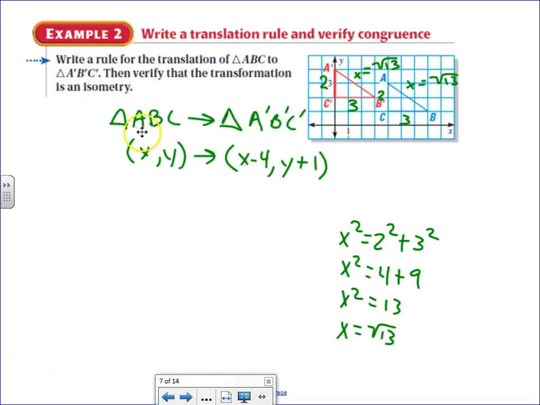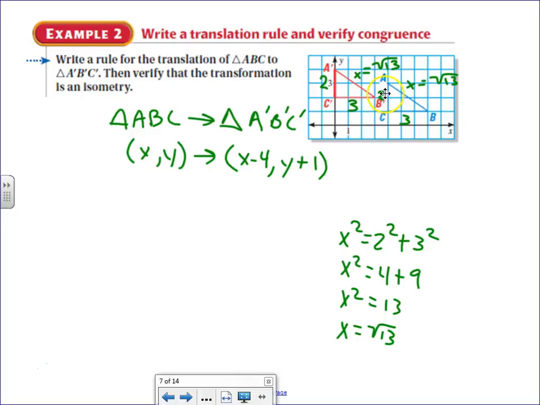Okay, notice triangle ABC. The image is triangle A prime, B prime, C prime. So we're going from blue to the red. So we're going left 1, 2, 3, 4 units and up 1. So from each point we should go left 4, 1, 2, 3, 4, and up 1. So our x coordinate is going left 4, so we subtract 4. Y coordinate goes up 1. So that's the rule.